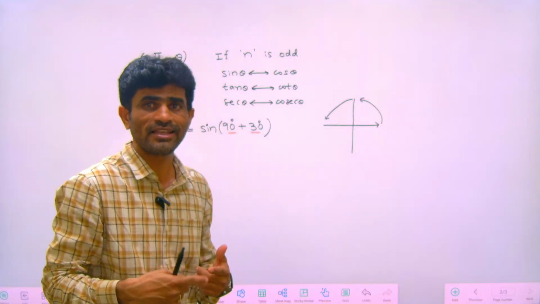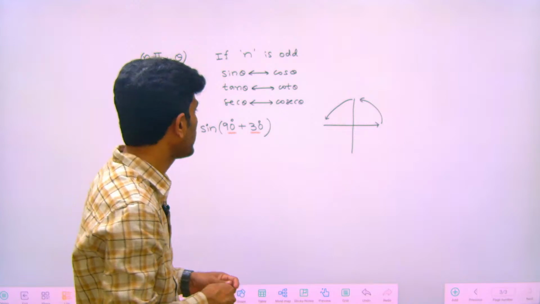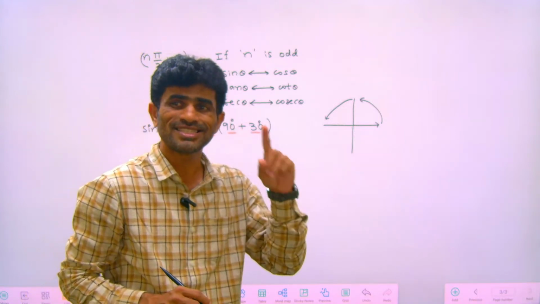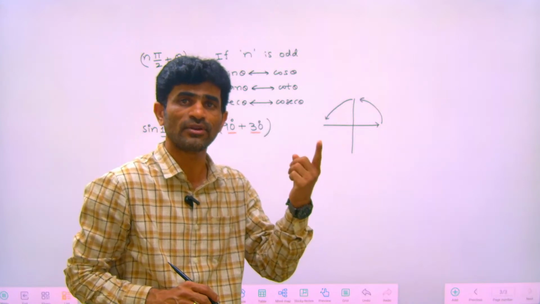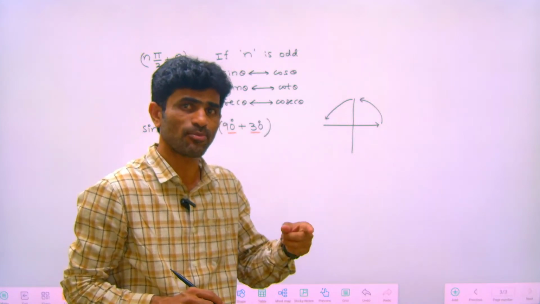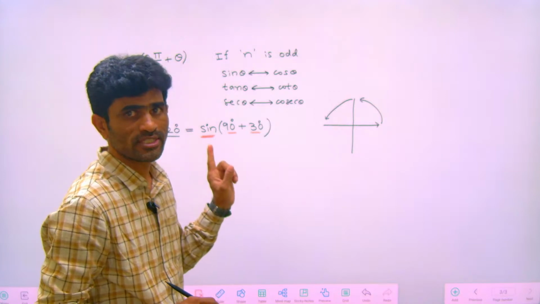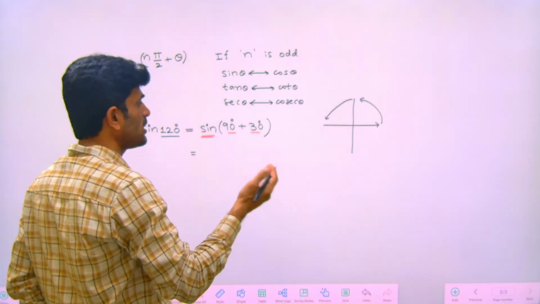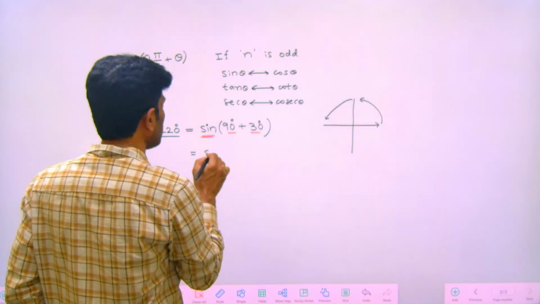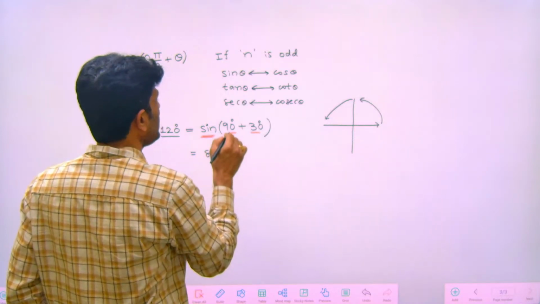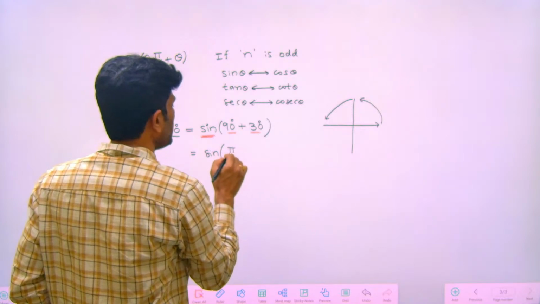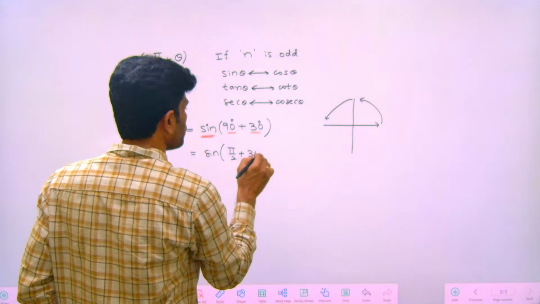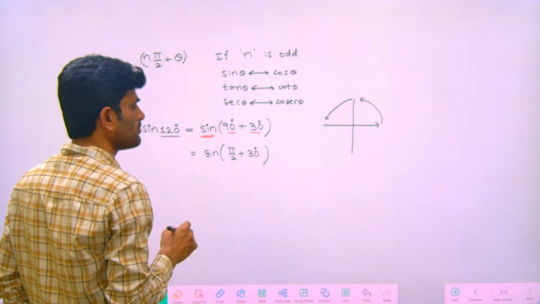Once you decide the angle is in the second quadrant, you have to identify whether sine is positive or negative. All silver in second quadrant. Silver means sine and cosecant are positive. So sine is positive. And now we have to decide whether the ratio will be changed or remain as usual. Now sine 90 means what? Pi by 2. So pi by 2 plus 30 degrees.